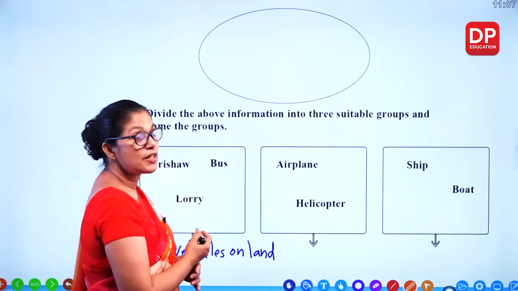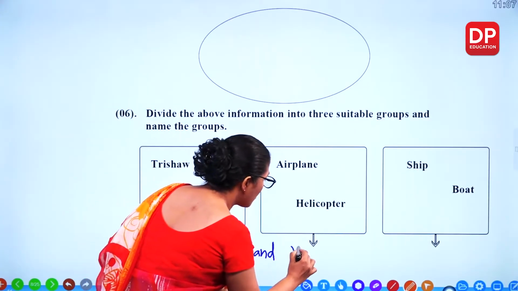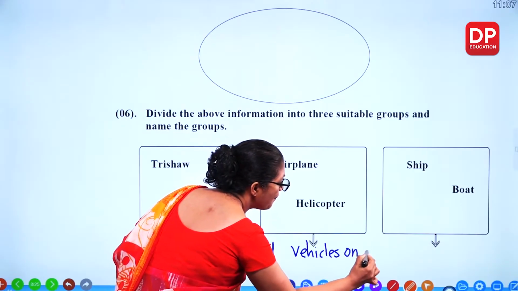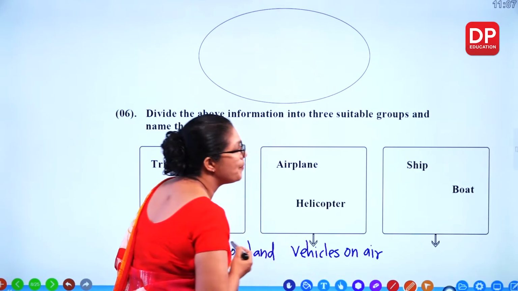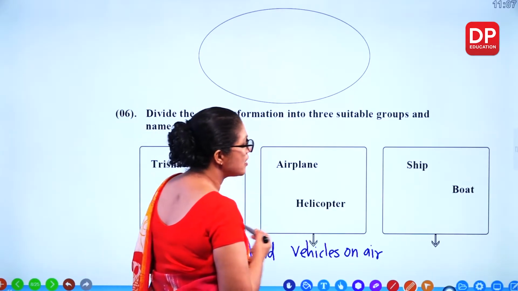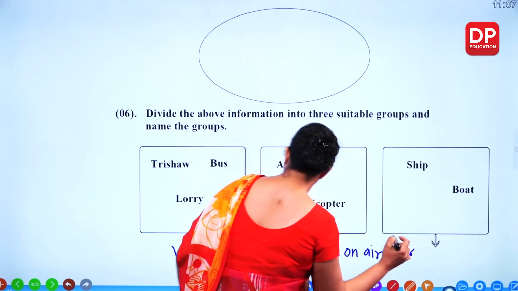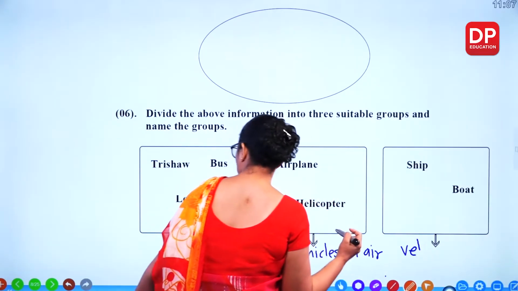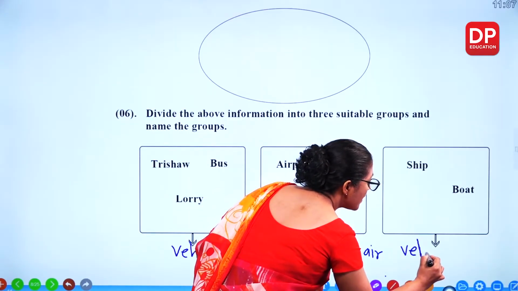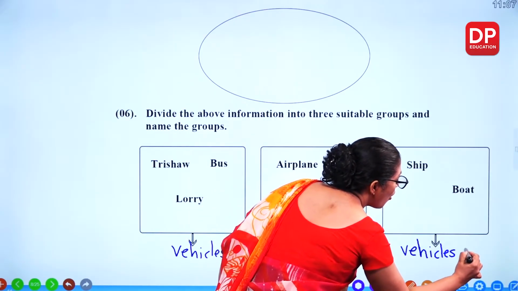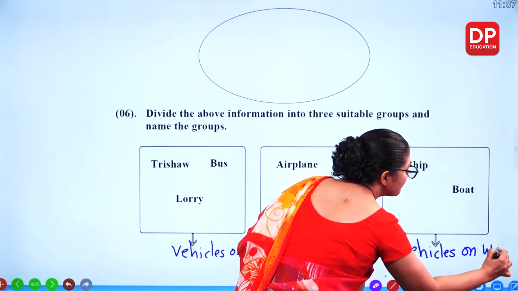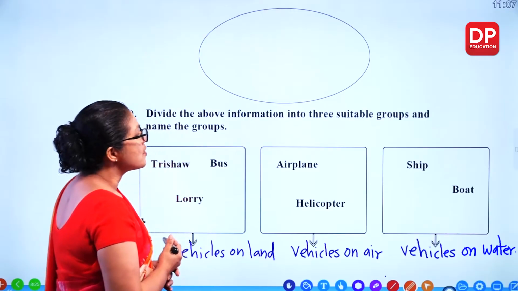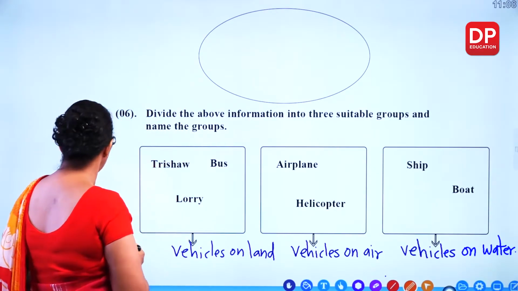What about helicopter and airplane? Vehicles on air. Then boat and ship, I can write vehicles on water. So those are the three groups.